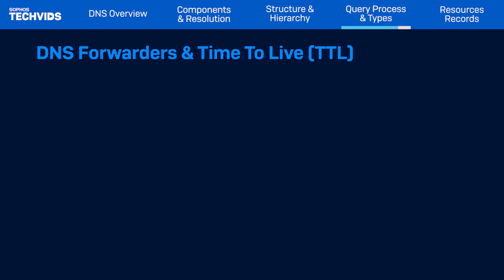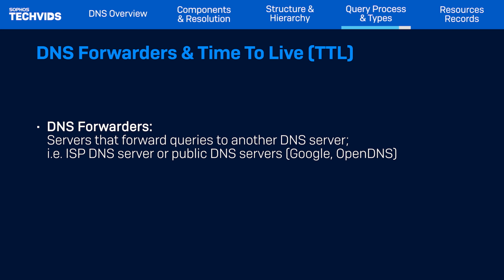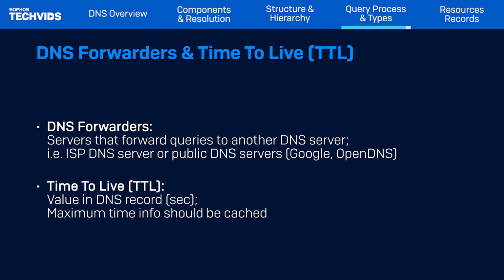As a final note about queries, I'll discuss the role of DNS forwarders and time to live, or TTL. DNS forwarders are servers that forward DNS queries from one server to another. Instead of querying the root servers and following the entire DNS resolution process, a DNS server can be configured to forward queries elsewhere, usually an ISP's DNS server or a public DNS server like Google's or OpenDNS. TTL is a value in the DNS record measured in seconds. It indicates the maximum length of time that information should be cached by DNS resolvers or other devices. Once this time expires, a new DNS query must be performed.